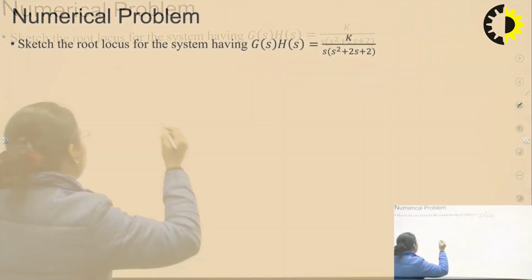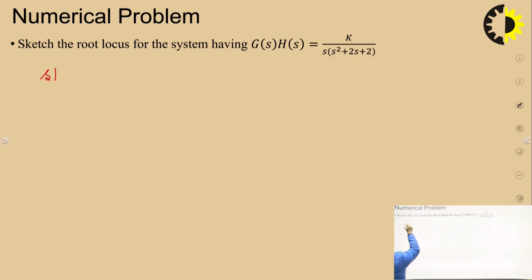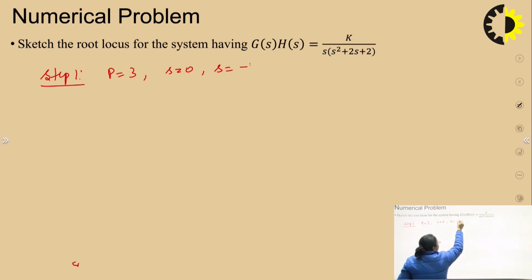So step one for solving the root locus is to find out the number of poles, the number of zeros, and the number of branches of the root locus. Here, if you see, there are 3 poles in the denominator, and these poles lie at s equals 0 and s equals -1 plus minus j. There is no zero in this question. Now the number of branches of the root locus will be equal to the number of poles.